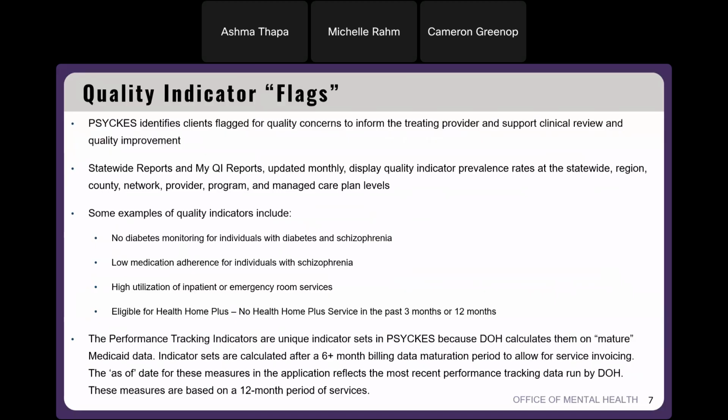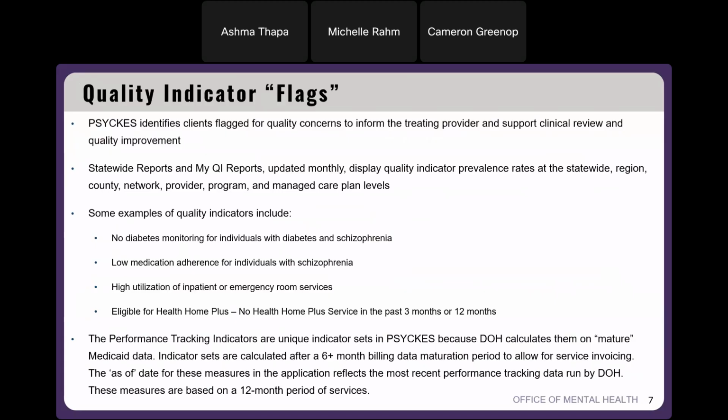If you have any questions about why someone might be included in a given quality indicator, you can always go to the quality indicator page we have on the Public Psyches website and review the technical specifications we have listed there. You can also email our help desk if you have further questions beyond that, and we will be sharing their contact information at the end of our training.